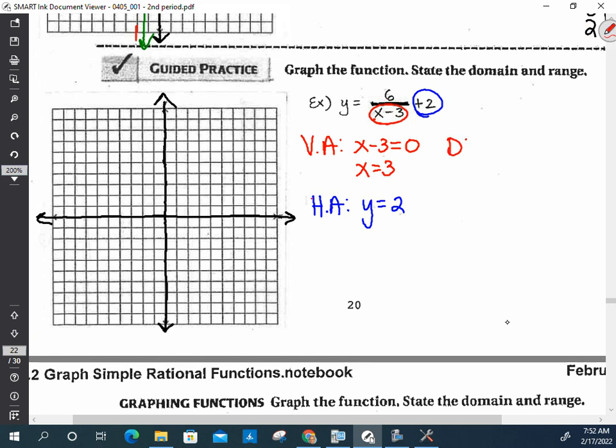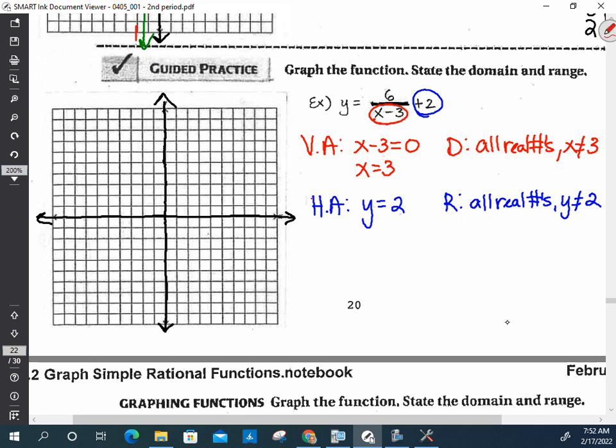So your domain, all real numbers. X cannot equal 3. Your range, all real numbers. Y cannot equal 2. So there's your vertical, horizontal, domain, range. For some of you, that probably takes maybe 1 minute, maybe 2, maybe less, depending on who you are.